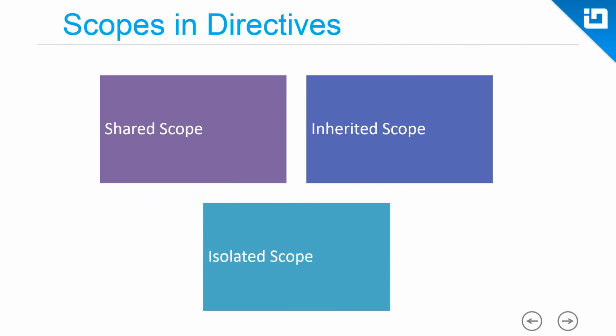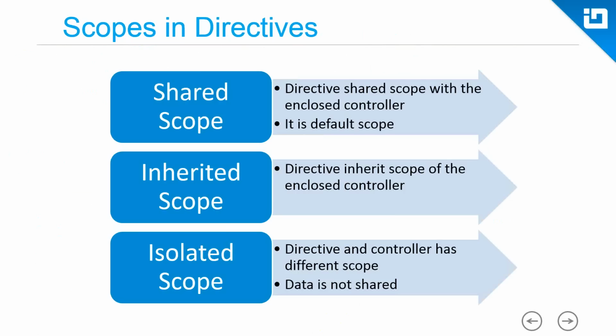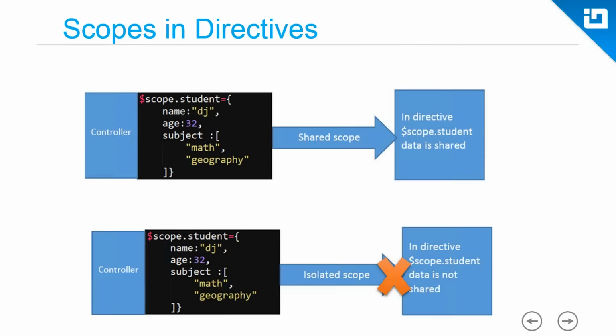There are three scopes. This is not a scope object; this is scopes in directives. Those are shared scope, inherited scope, and isolated scope. In shared scope, your directive and your controller share the data. In inherited scope, they share the data, but any changes in the directive will not go back to the controller. Whereas in isolated scope, your directive and controller have different scopes and data is not shared.